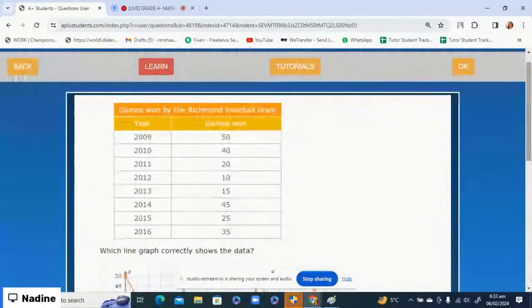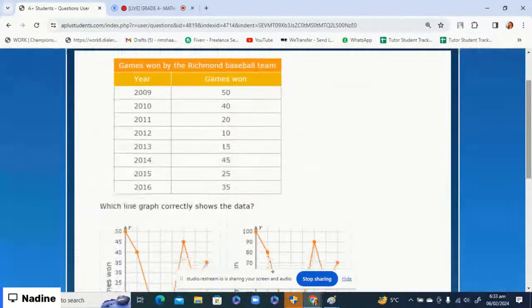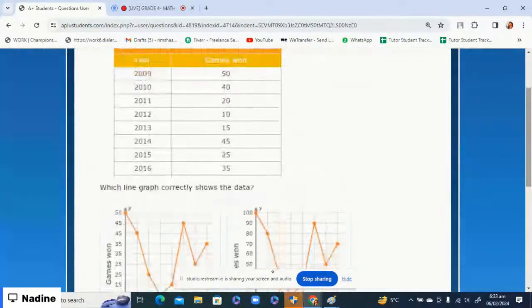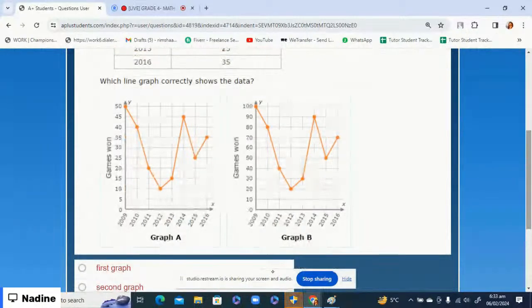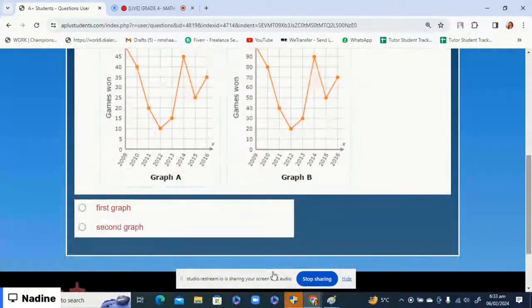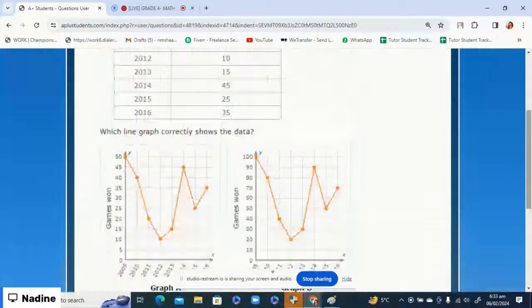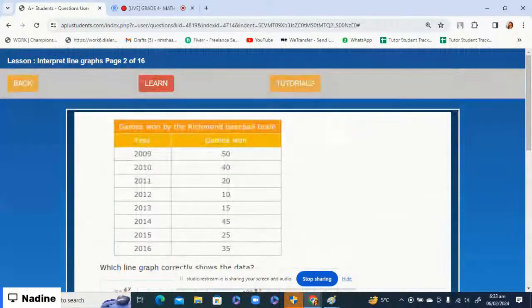Okay, so for the next one, which line correctly shows the data? In 2009 it's 50. First check. 2009 it's 50. And here 2009 it's 100. So it means that the very first graph is right and the second graph is wrong. From the very first point we need to know it.